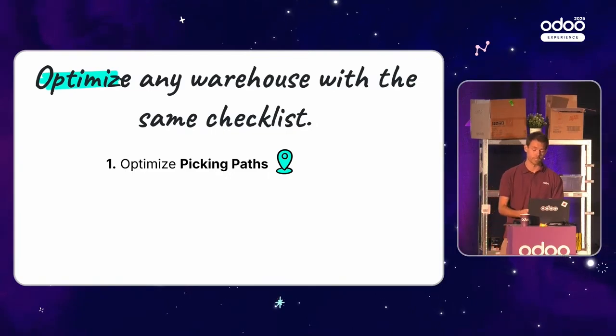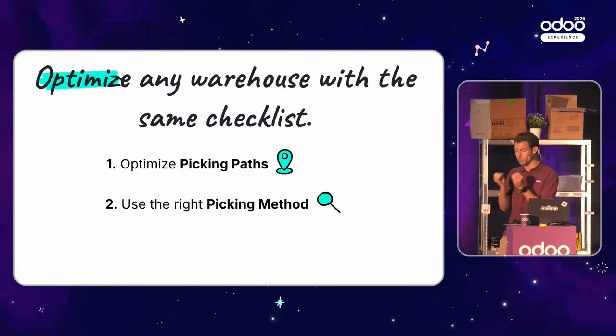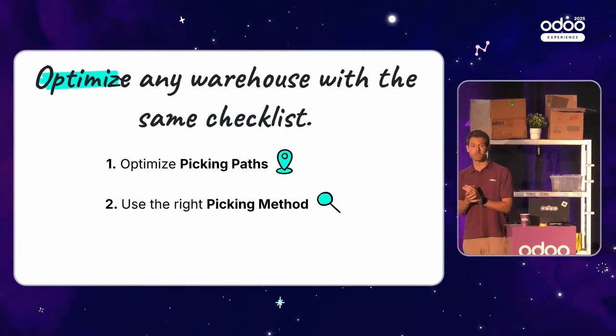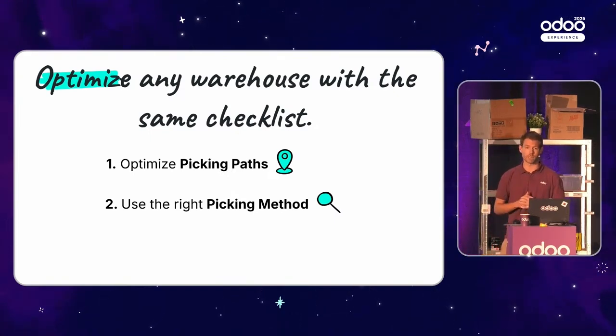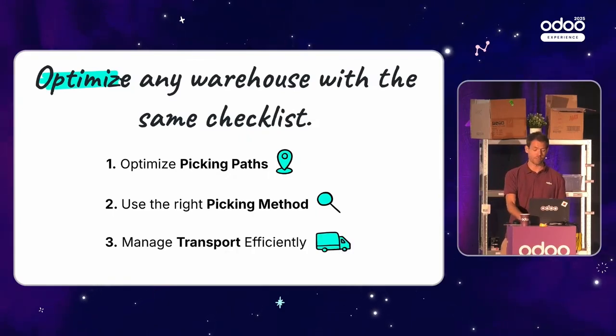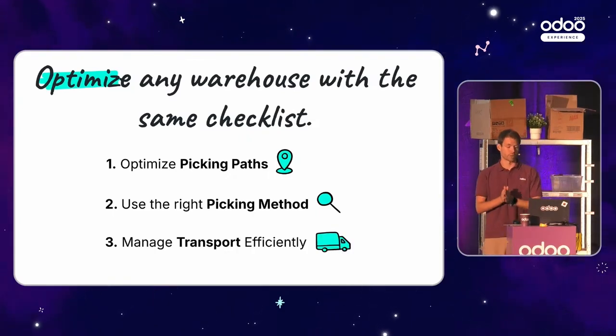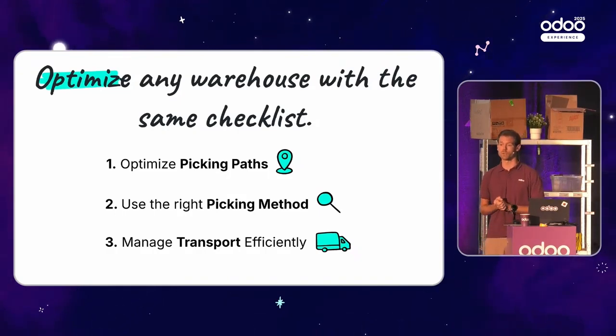That's really important. Then you need to think about the use of the right picking method. Which picking method is the best to use? Think about the metaphor that I explained in order to understand the different picking methods. And finally, manage the transport efficiently. That's really important, and you can do it thanks to the configuration that I showed, so the dispatch management system.